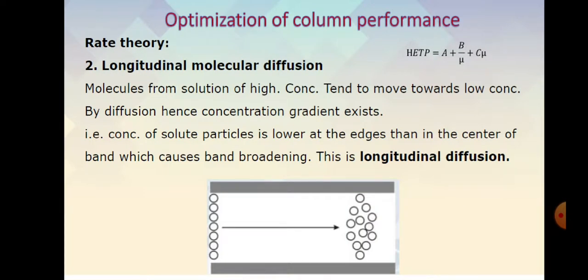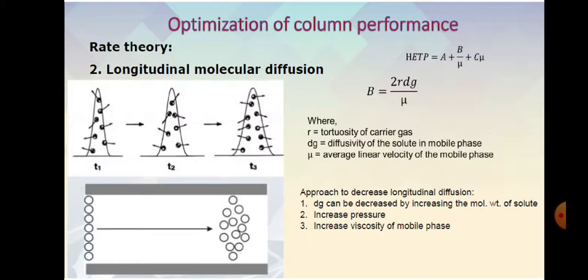Second is longitudinal or molecular diffusion. Here the molecules in a solution of high concentration tend to move towards the lower concentration by diffusion, and hence there is a concentration gradient. The concentration of solute particles is lower at the edges than in the center of the band, which causes band broadening. So we can see in this column that the solute components are in greater amount at the center, whereas at the edges of the column they are very few. This is the longitudinal diffusion, and it is given by the equation B by mu, that is 2 r dg divided by mu.